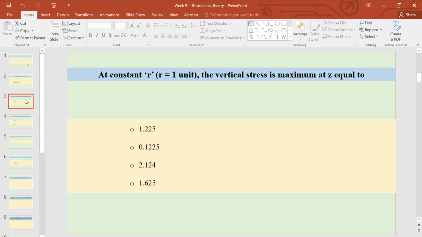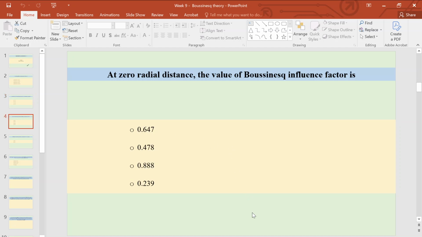Next question. At zero radial distance, the value of Boussinesq influence factor is, I repeat, at zero radial distance, the value of Boussinesq influence factor is, first option 0.647, second option 0.478, third option 0.888, last option 0.239.